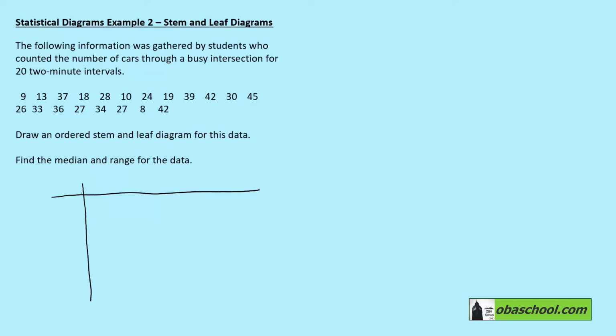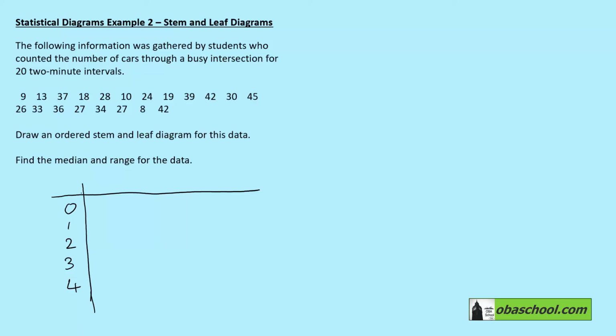and leaf. Now the lowest values are single digits, so I'm going to start my stem with a 0, and the highest value that I can see is the 45. I can't see anything in the 50s, so 1, 2, 3, 4. If I do spot a 50, I can always just add it to the bottom of the diagram.